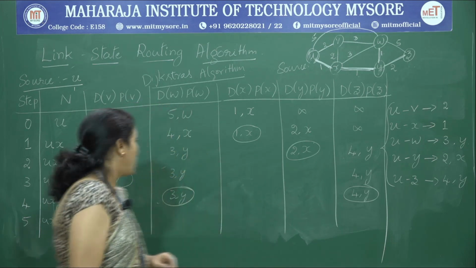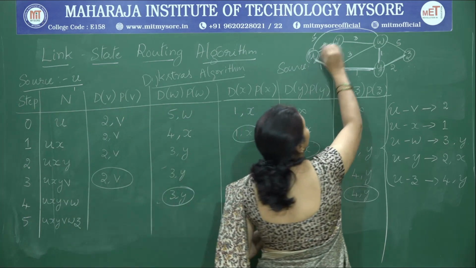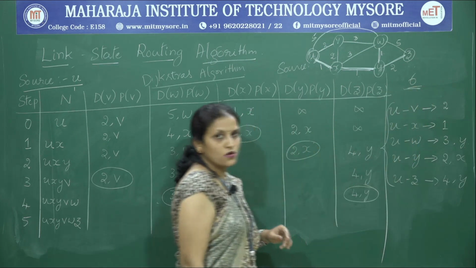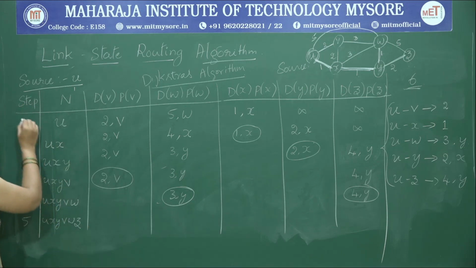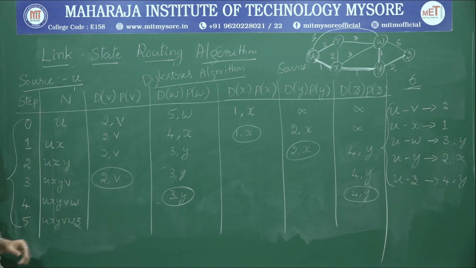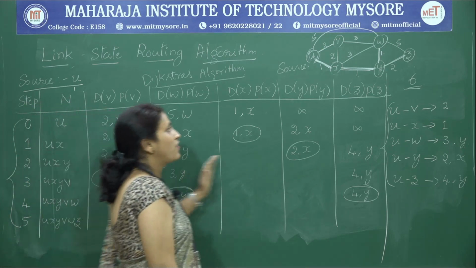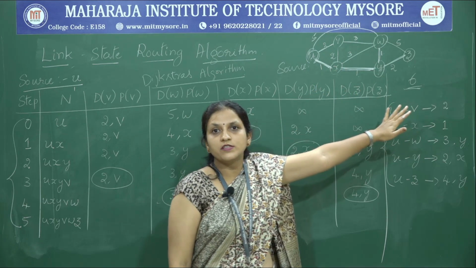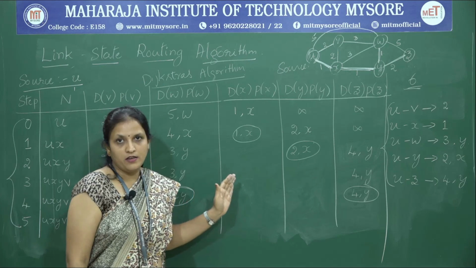And one more thing, if you have observed here, how many vertices do we have? We have 1, 2, 3, 4, 5, 6. We have 6 vertices or 6 nodes in the graph. And how many iterations did we have? We have 6 iterations. We have the same number of iterations as the number of vertices in the given network. So, this is about link state algorithm.